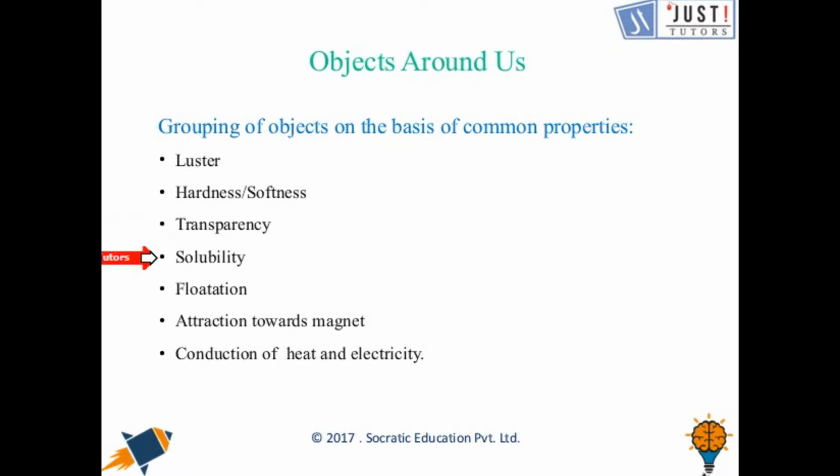Let's move forward to the next one, which is solubility. Whether the object is soluble or not, if the object can float or not, if the object attracts a magnet or not, and the last one is if the object is a good conductor or bad conductor of heat and electricity. So now let's learn about each of these in detail.